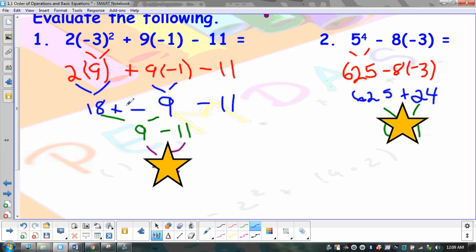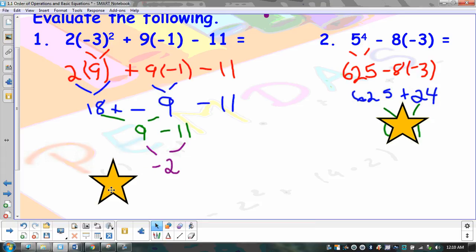Now we have 18 plus -9, which is 9, and then rewrite the -11. Did you make it to the correct answer that 9 minus 11 is -2? If you made any mistakes, please take a moment, pause the video, erase and correct your notes. Your notes are to be an accurate record of what you are learning.